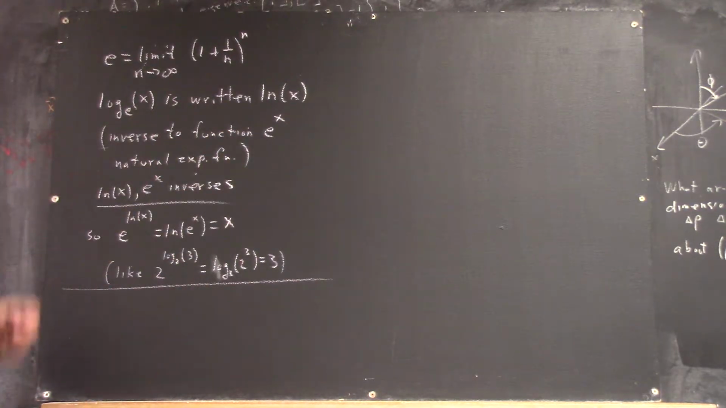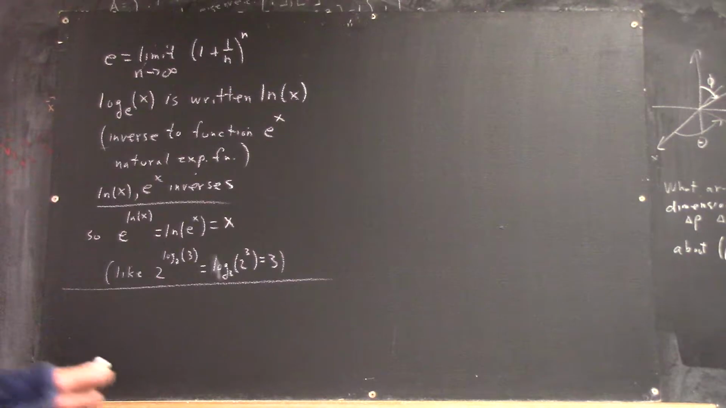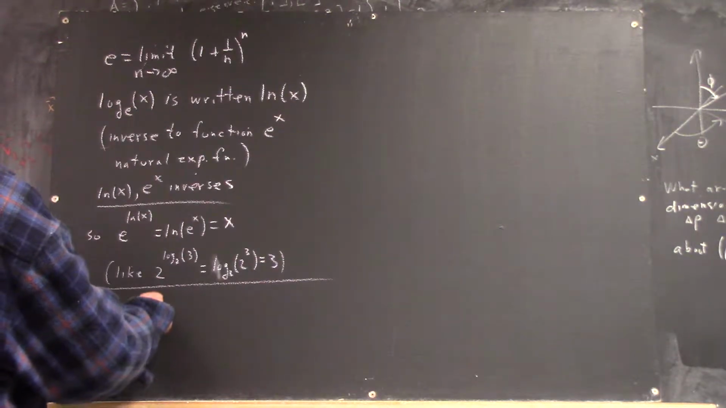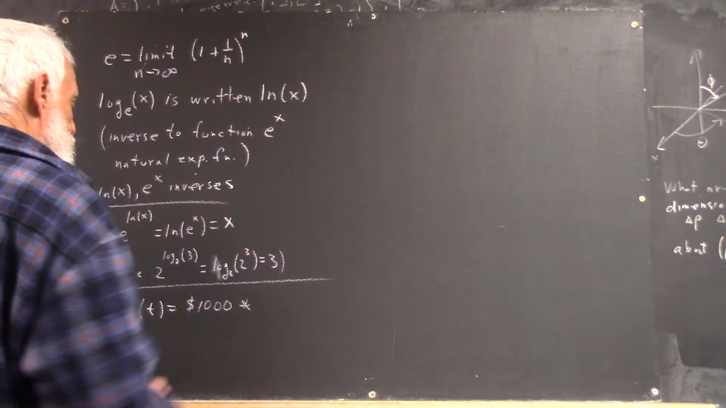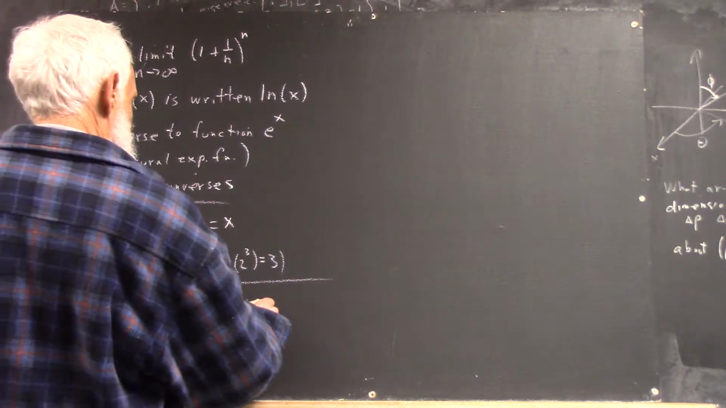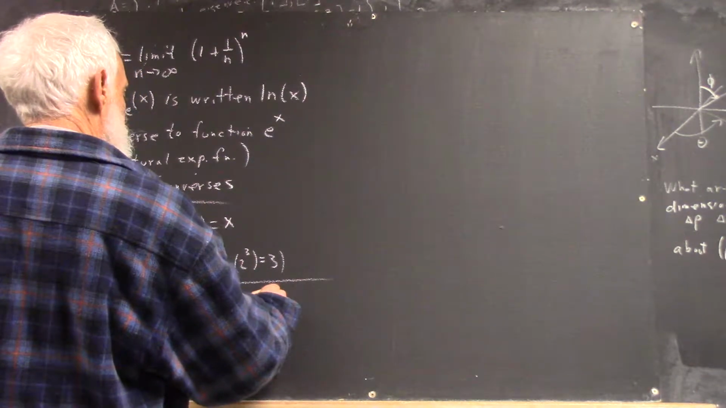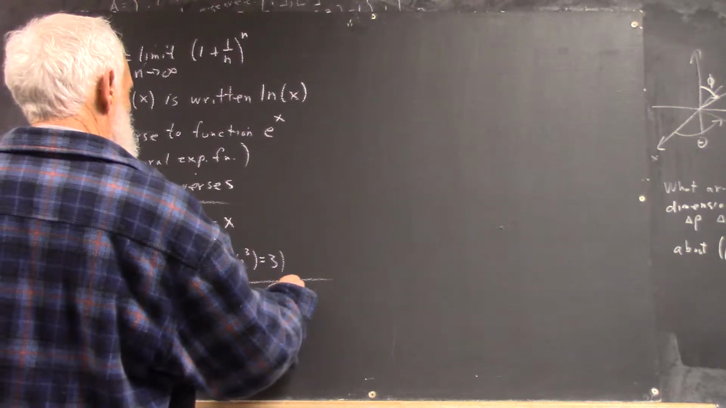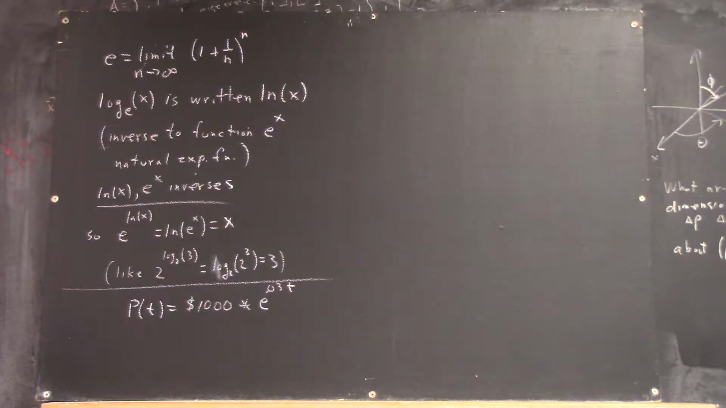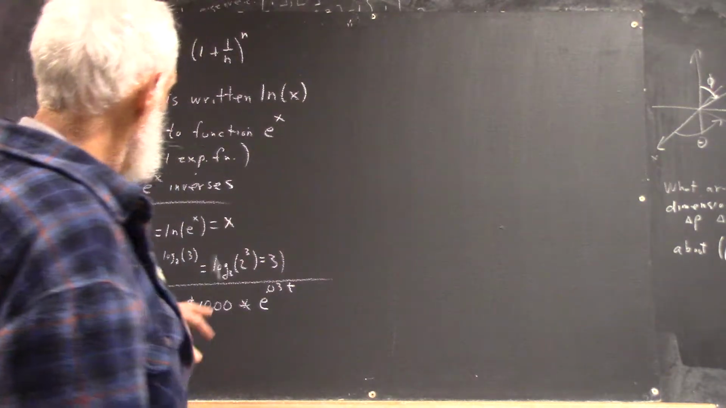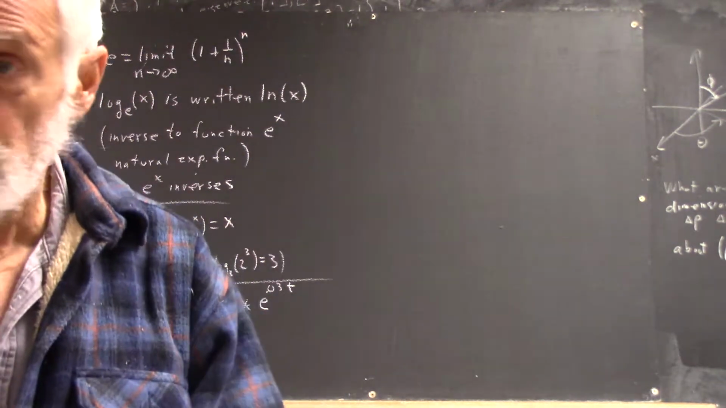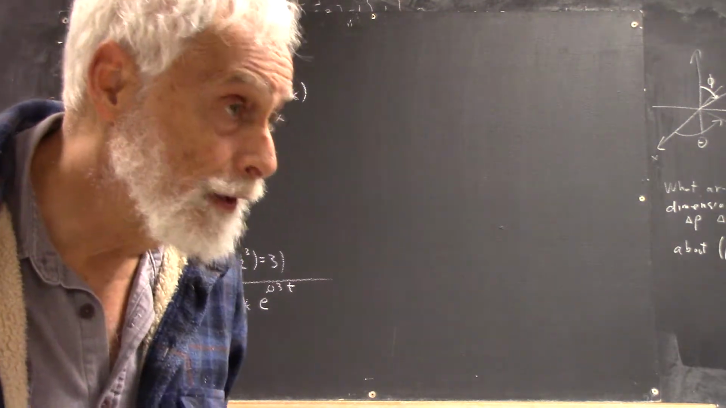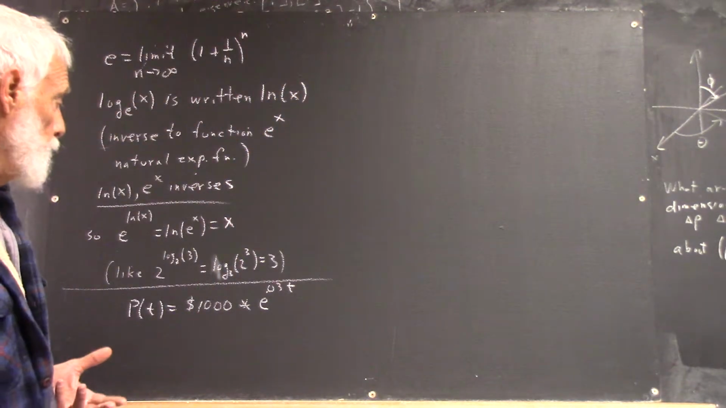Now, let's say you make an investment, and the value of your investment is $1,000 times e to the 0.03t. Okay? Now, talk later. We don't have time today to explain where that could come from, and it's a little bit of an involved process, but we're going to apply the inverse function idea to find out when you have $2,000.